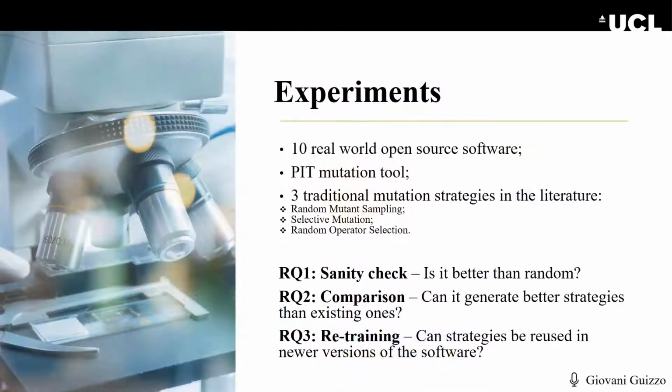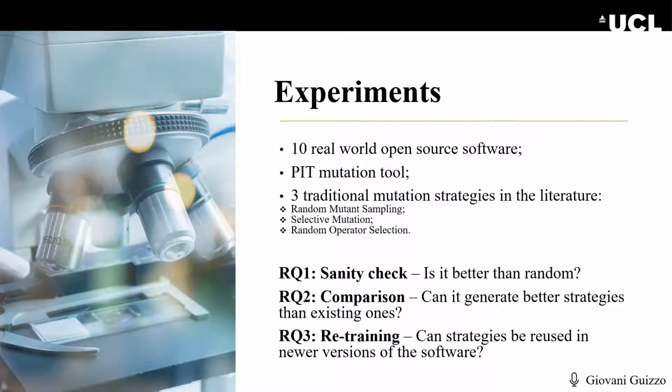As per usual, we performed a set of experiments to assess the effectiveness of Sentinel. We used 10 real-world systems in the comparison and the PIT mutation tool to create mutants. We have also included 3 traditional mutation strategies: random mutant sampling, which selects mutants at random in a given percentage; selective mutation, that leverages operator information to select only the most relevant mutation operators to perform the mutation analysis; and random operator selection, which selects only a subset of random operators.